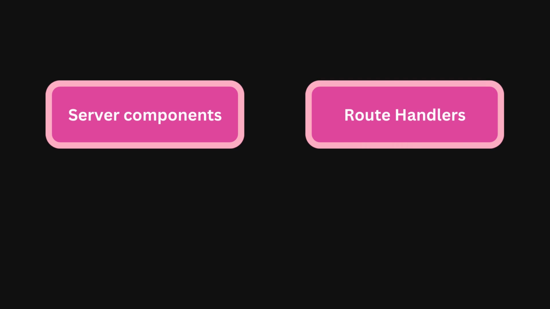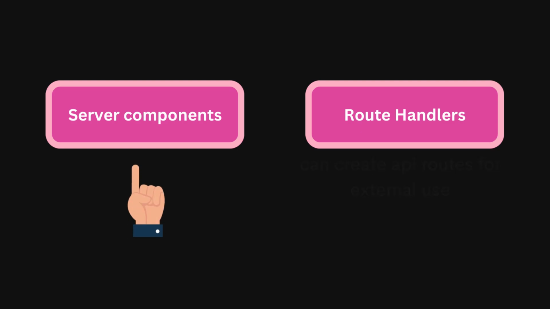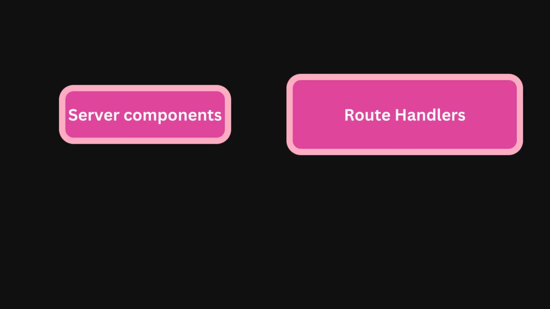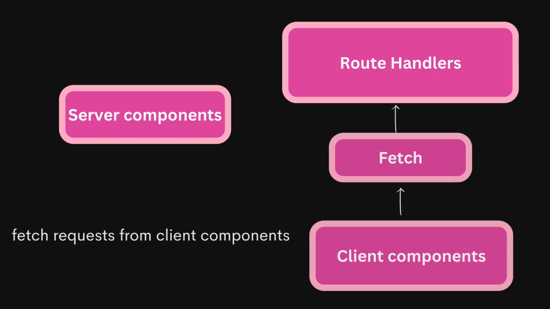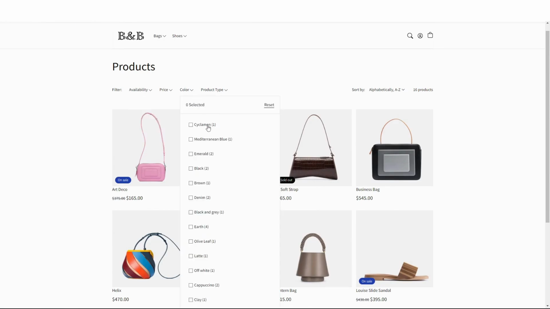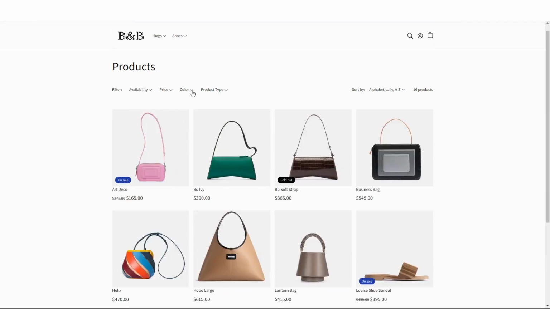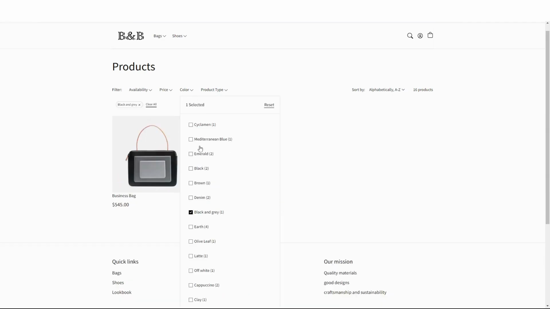So unless you intend to create your own APIs for external use, you'll likely find that route handlers become obsolete for many use cases. However, one important use case where route handlers are necessary is when you need to make fetch requests from client components. For example, in my products listing page, I utilize Redux in a client component to store filter states and refetch the filtered products from my database, making route handlers essential.